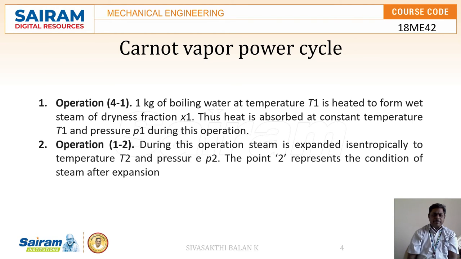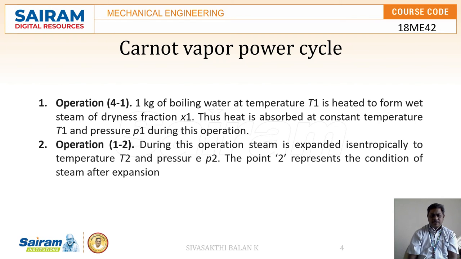In this Carnot vapor power cycle, the first process is 4 to 1, where boiling of water takes place and heat is added into the system. Because of that, the water, 1 kg of mass, starts boiling. It absorbs the heat and converts its phase from liquid to vapor. Moreover, the quality of the steam at the end of the boiler typically lies in the wet steam condition with a dryness fraction x1.